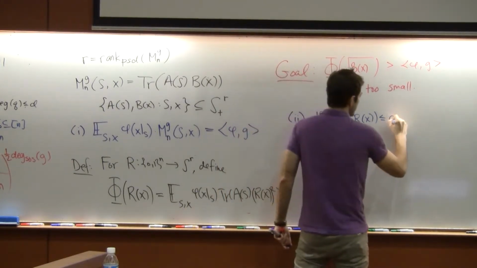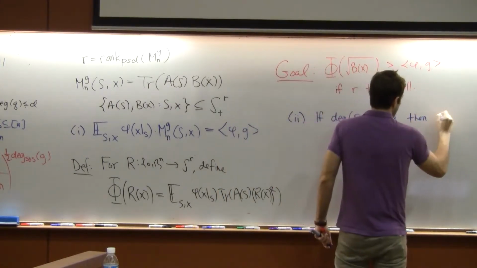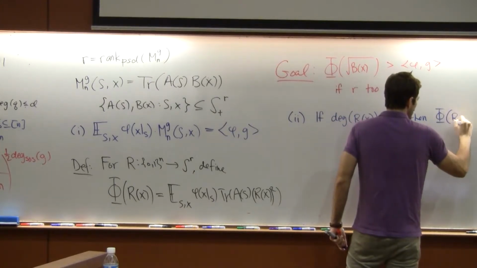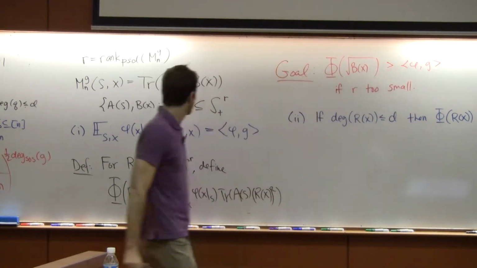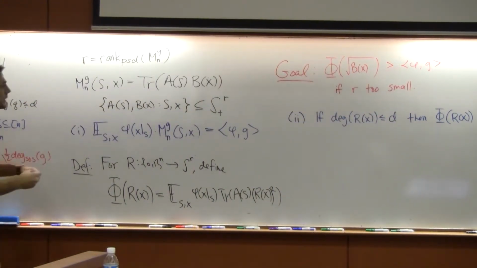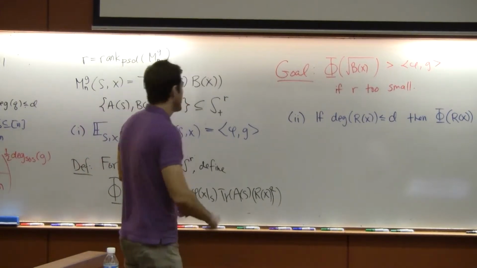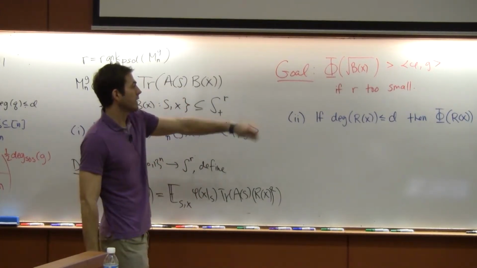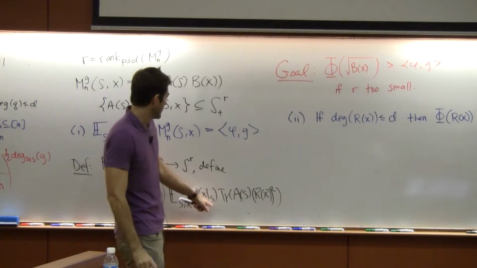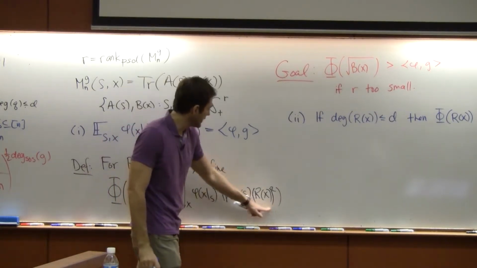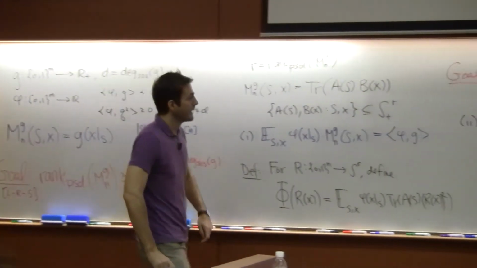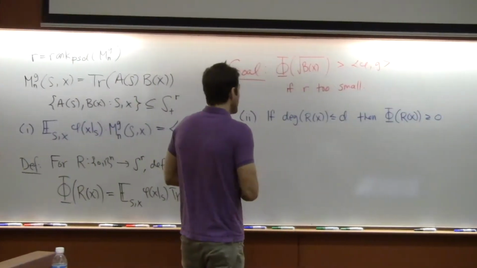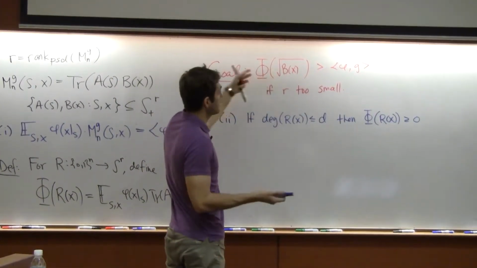So if the degree is at most d, this is what we saw before, then when we apply this to R, we get something non-negative. And it's just because at the end of the day, if you apply this to an R which has degree at most d, then this thing is sitting here only low degree squares in the expansion, and when this thing hits a low degree square, it always outputs something non-negative.